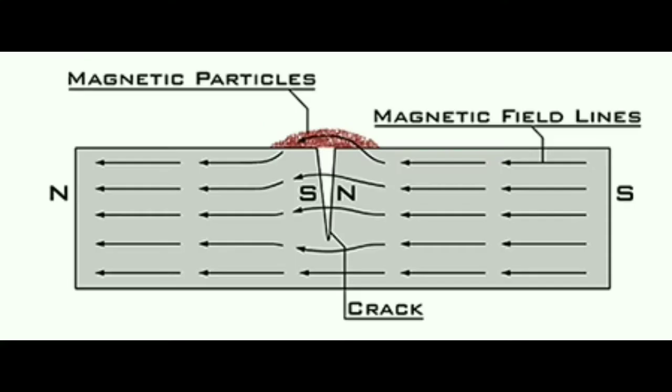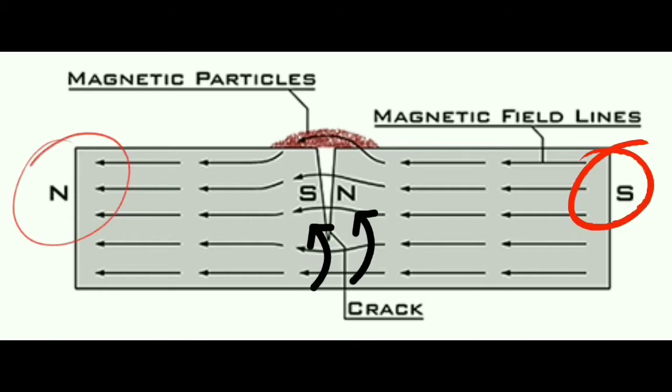If the magnet is cracked but not broken completely in two, a north and south pole will form at each edge of the crack. The magnetic field exits the north pole and re-enters at the south pole.